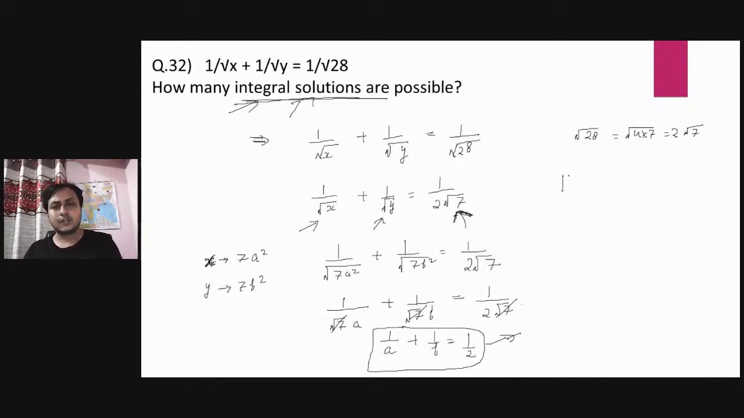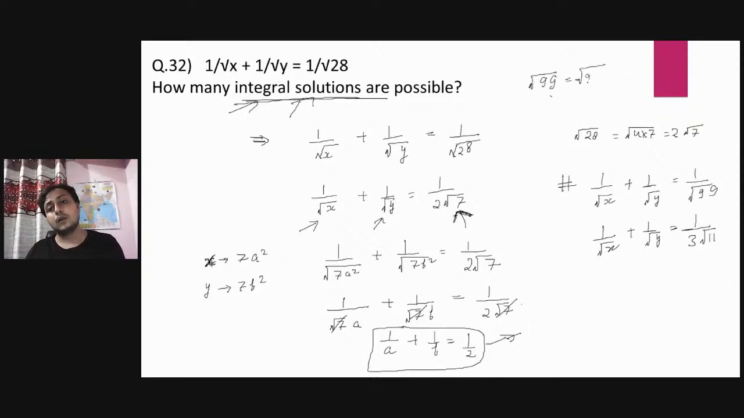Now, if the question is like this, take one more example: 1 by root x plus 1 by root y equals 1 by root 99. So guys, here you also have to target. Write root 99 as root of 9 into 11. Root 9 is 3, so root 99 is 3 into root 11.